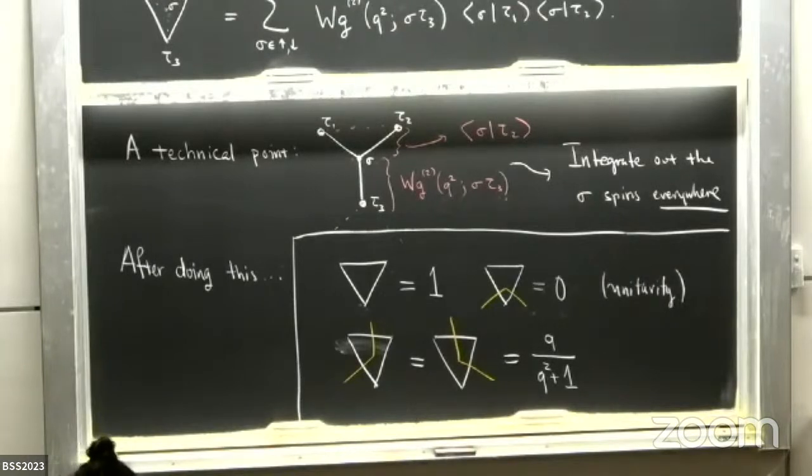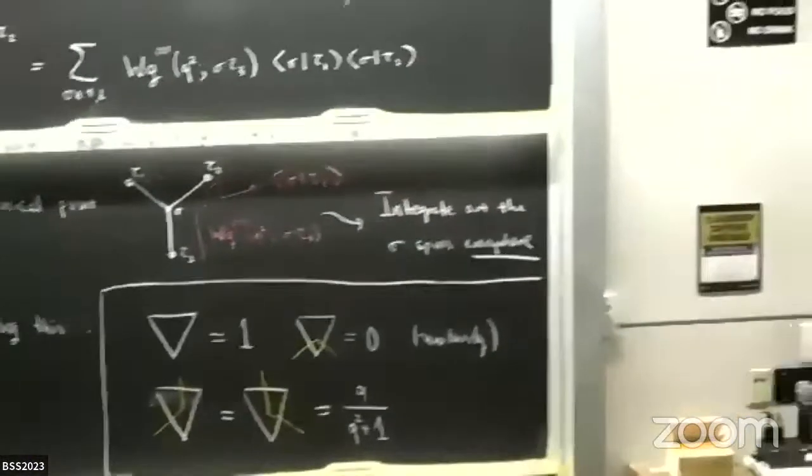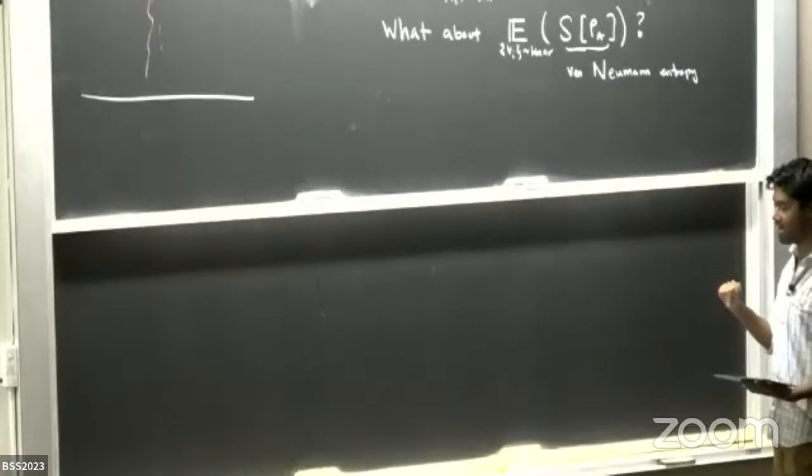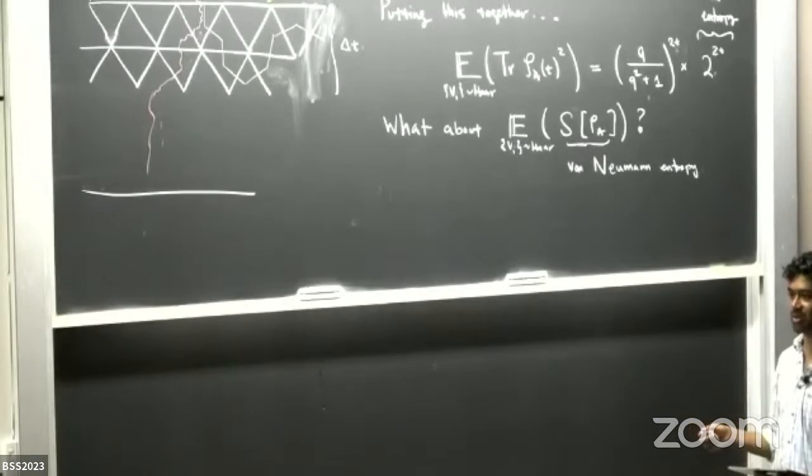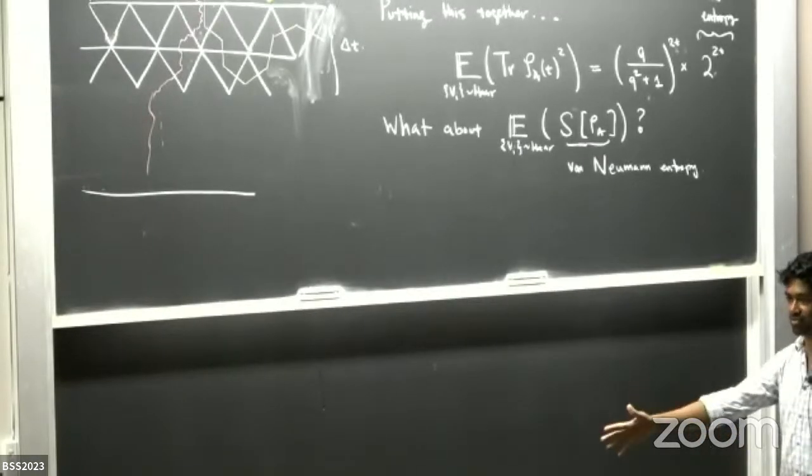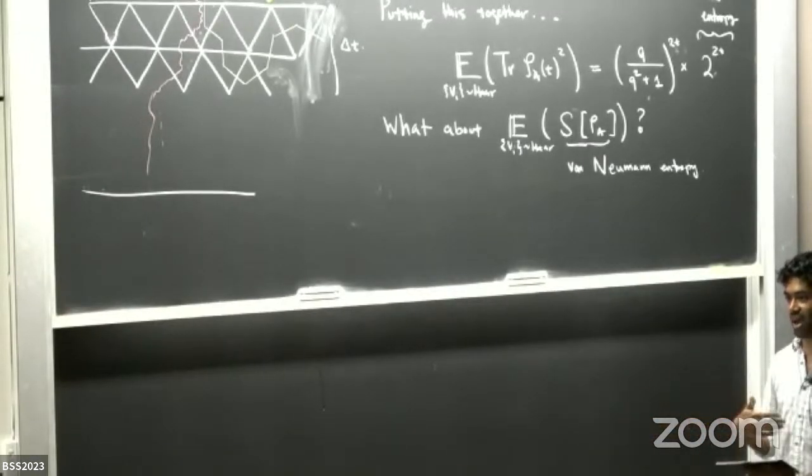Yeah. Leo. So the minus log of that is not the Haar average second Renyi entropy, right? I have to average the logarithm of this quantity. I don't want to take the log of the average. So I'm going to discuss that right now.